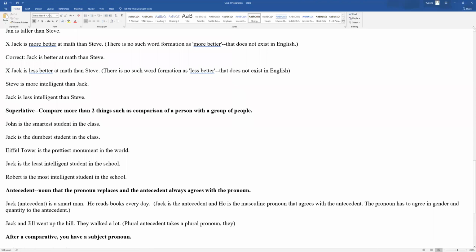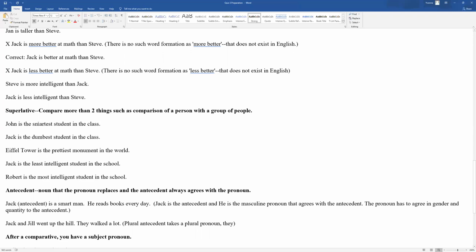A superlative is when you compare more than 2 things, and you're comparing to a group of people or to the world or to a class. So John is the smartest student in the class. So you're not just comparing John to Jack, all right? You're comparing him to an entire group of people. Then we use a superlative. Jack is the dumbest student in the class. The Eiffel Tower is the prettiest monument in the world.